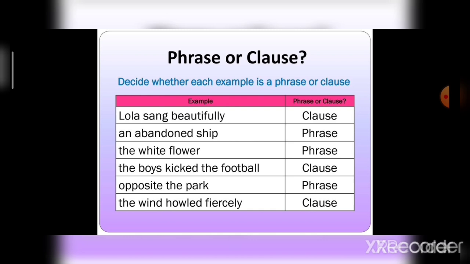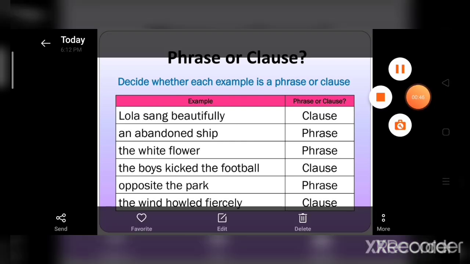Whereas an abandoned ship, the white flower, opposite the park are phrases, children, as they are adding only meaning to the sentence but they don't give any sense to that sentence. Now, I hope you all understood the difference between a phrase and a clause. Let's move on to our conditional clauses.